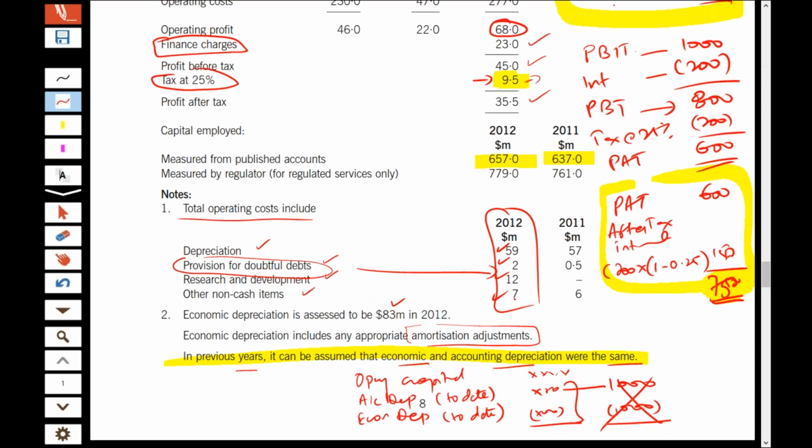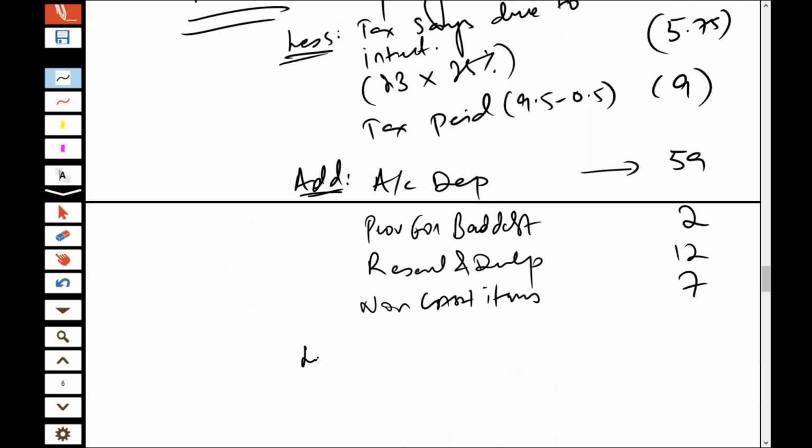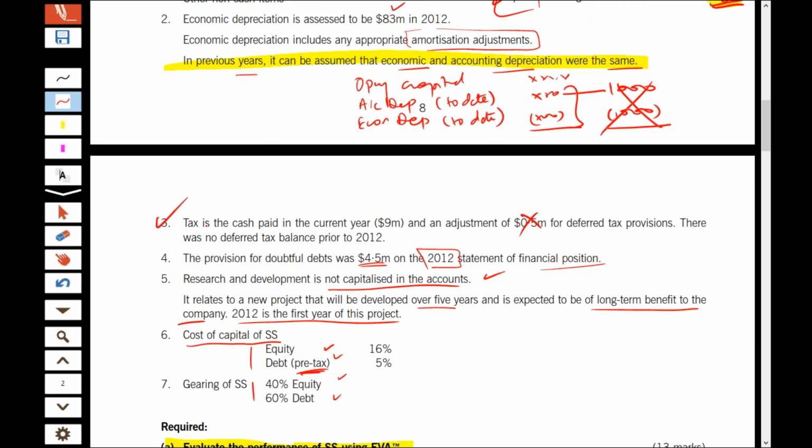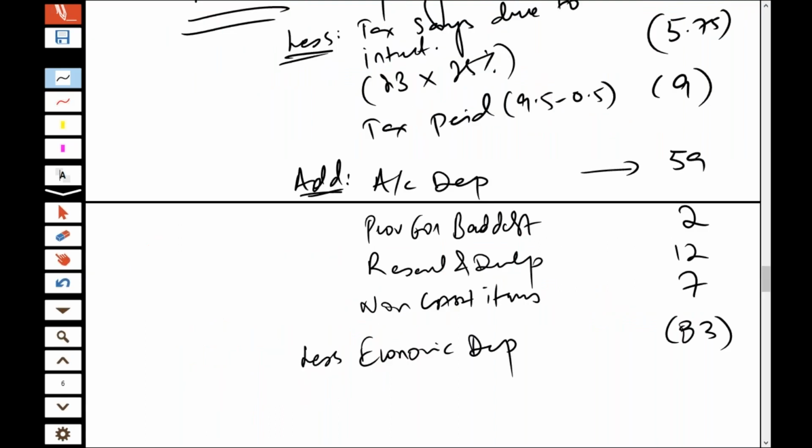Then you've got the economic depreciation, so you would deduct the economic depreciation of 83. The tax paid is okay. The provision we considered, this we considered okay. So resultingly, you would end up getting the NOPAT.